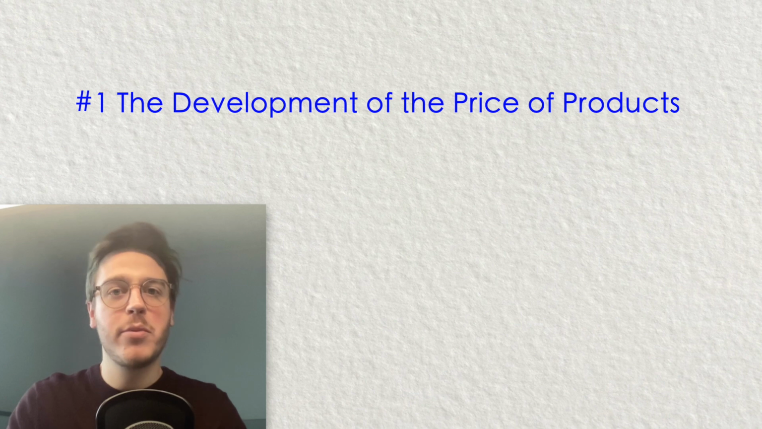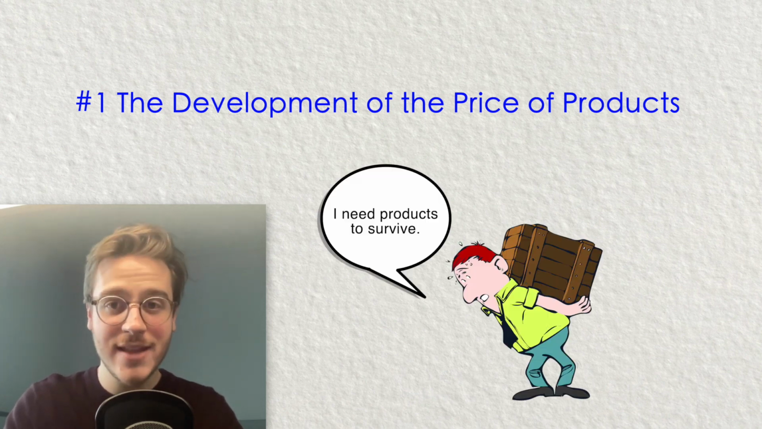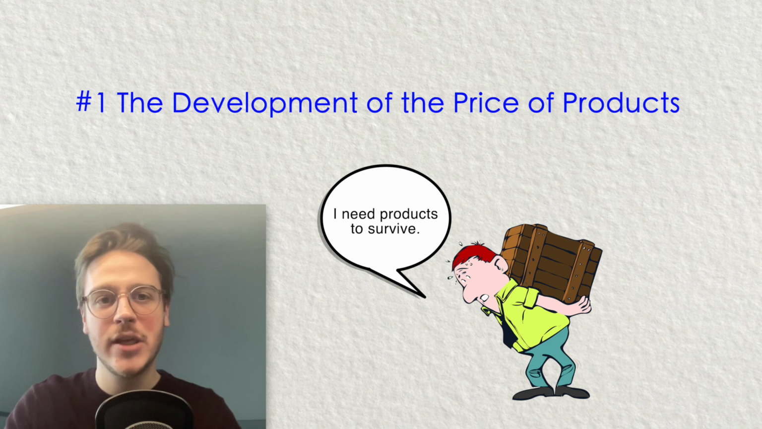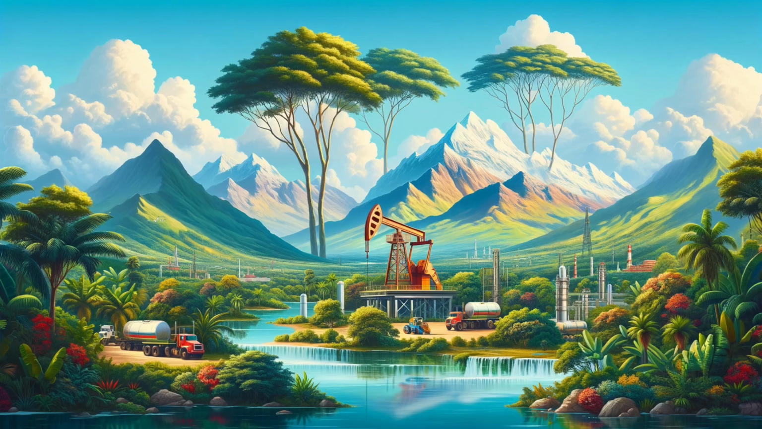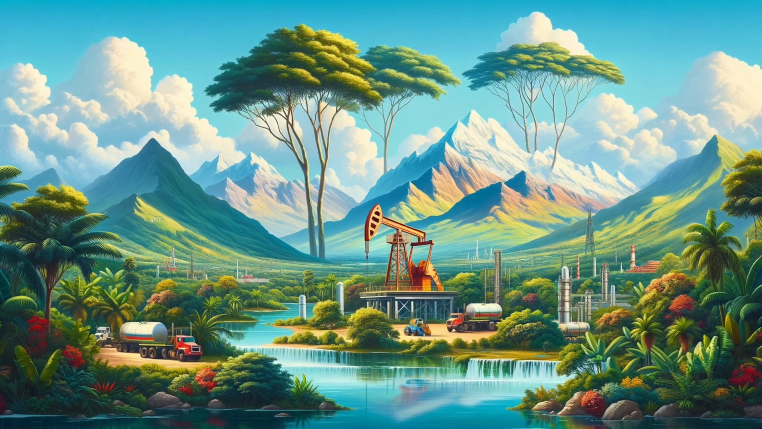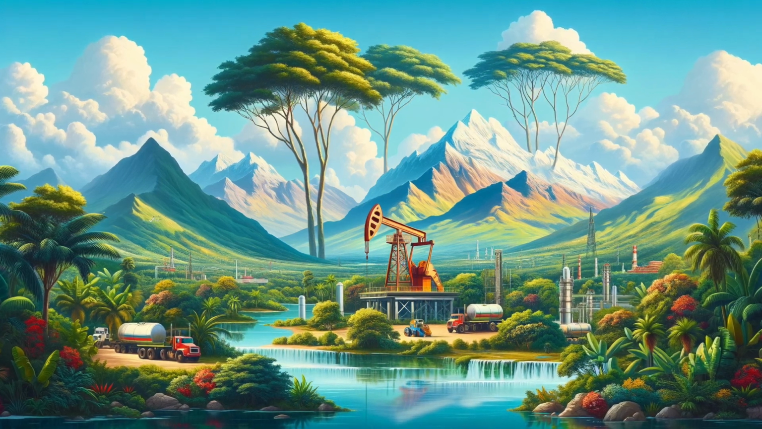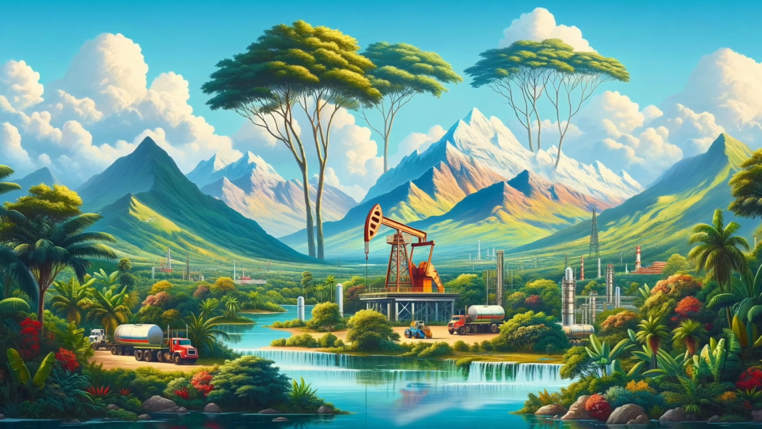The development of the price of products. This is important as labor needs products to survive, and hence this will have an effect on necessary labor. There are lots of reasons prices are different in different countries. For example, in Venezuela, you'll have very low fuel prices because that country just has a lot of oil locally available. They just have a lot of natural resources in that way.